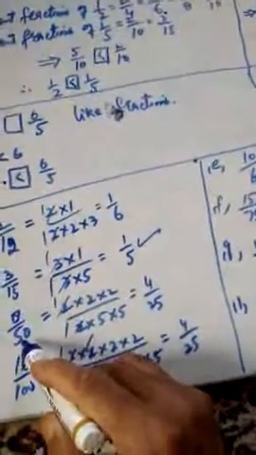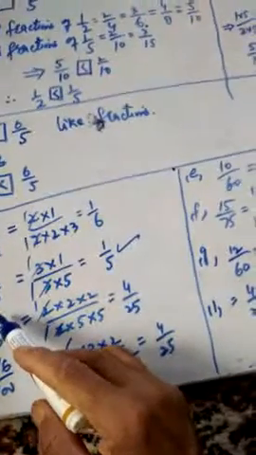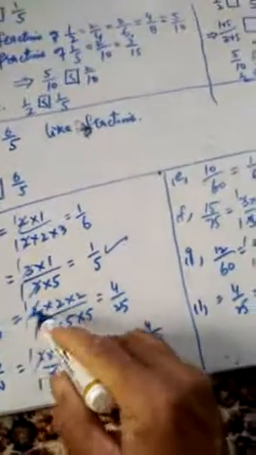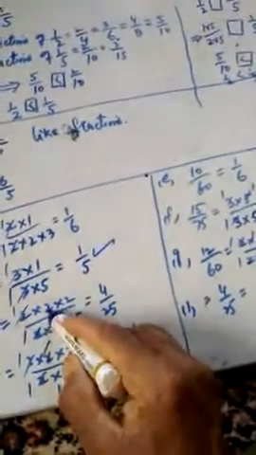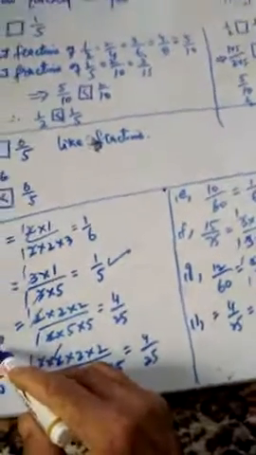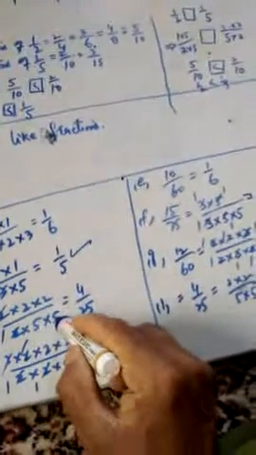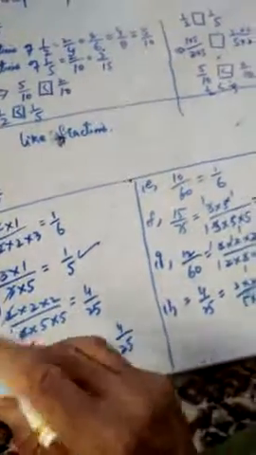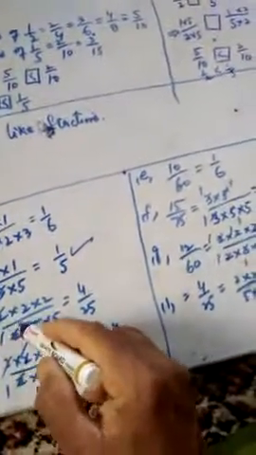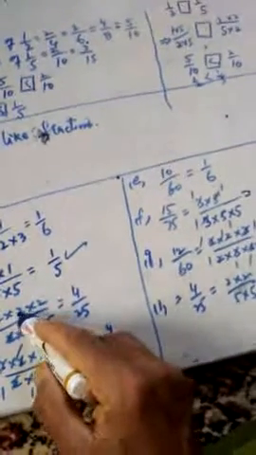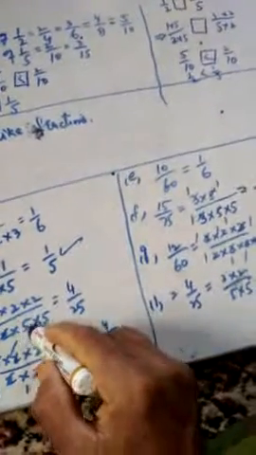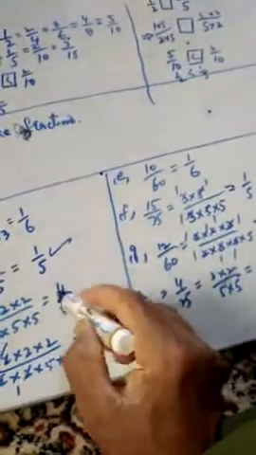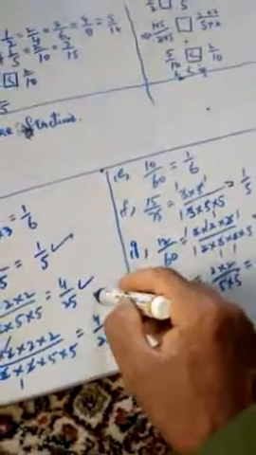Now 8 by 50. The factors of 8 are 2 into 2 into 2. 2 2s are 4, 4 2s are 8. And the factors of 50 are 2 into 5 into 5. 5 5s are 25, 25 2s are 50. Now cancelling the common factors, there will remain 2 into 2 is equal to 4, and 5 into 5 is equal to 25. So it is reduced to 4 by 25.